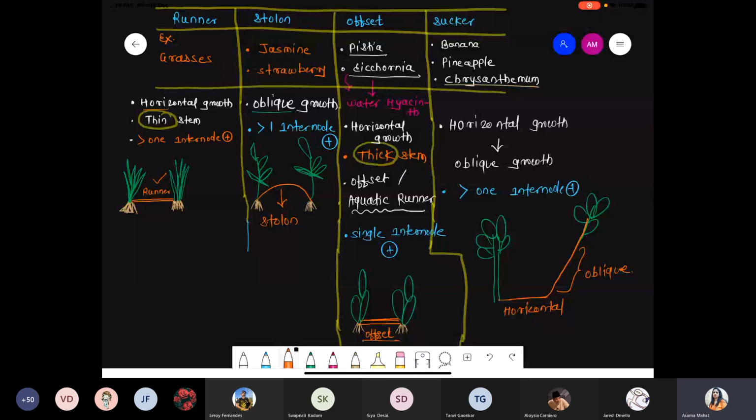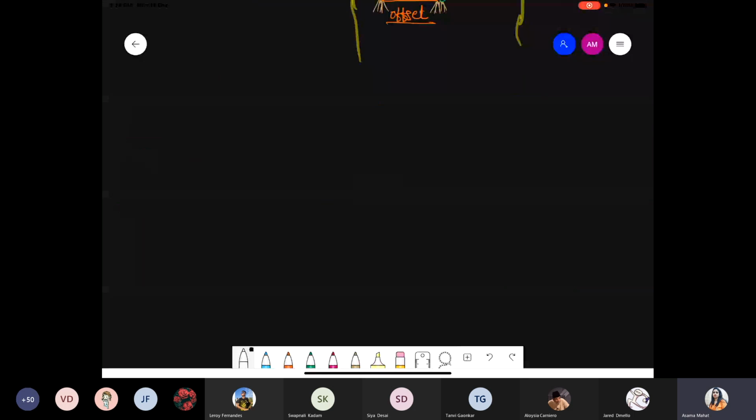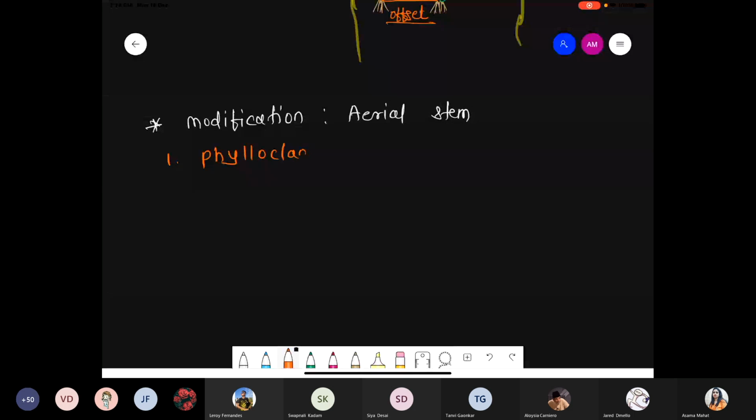Write down the title. Modification, because we are not taking basic characteristics, we are only focusing on the modification part. So we are talking about modification of aerial stem. First of all, the first category we are talking about is phylloclade. And phylloclade is a very important question.